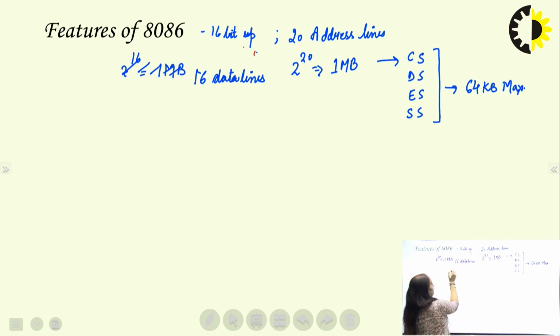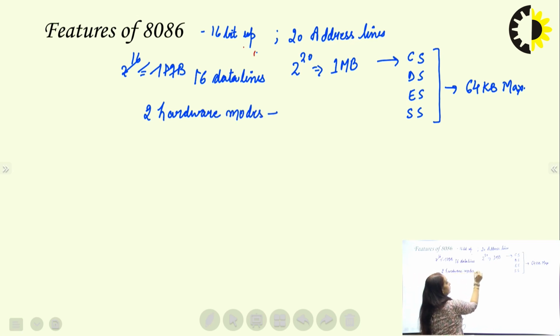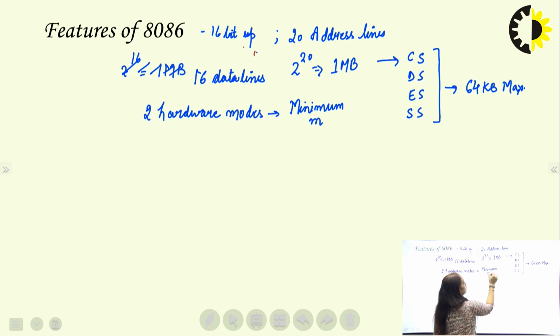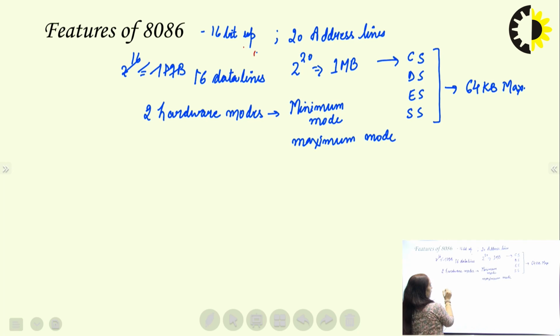And then your 8086 comes into hardware modes, that we have seen in the previous slide, that is minimum mode and maximum mode.